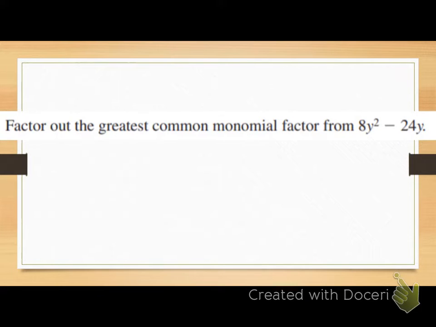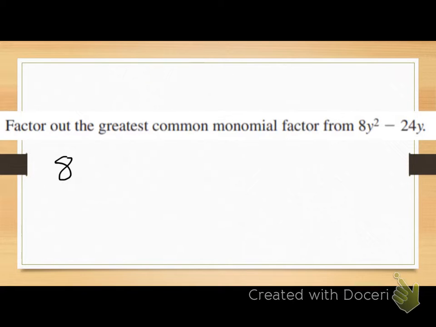Factor out the greatest common monomial factor from 8y squared minus 24y. 8y squared minus 24y. I want the GCF. So, do we look at our coefficients first or our variables? Coefficients. What are my coefficients here? 8 and negative 24. So what's the biggest number that goes into both 8 and negative 24? 8, right? 8 goes into both of them. So I'm going to factor out an 8. We okay with that?